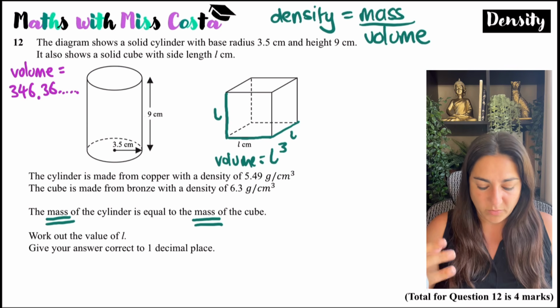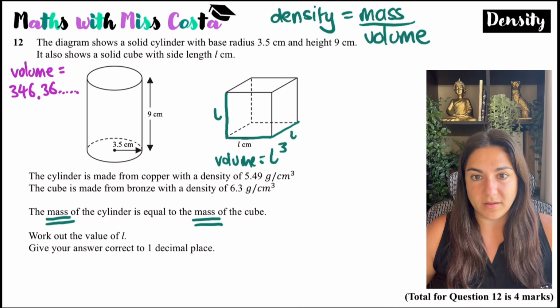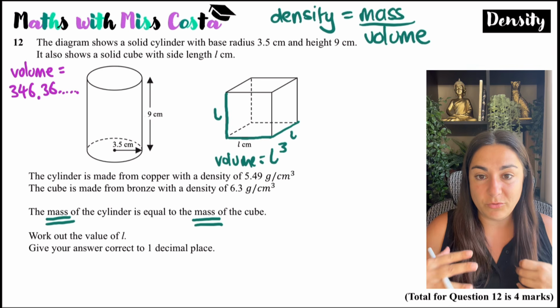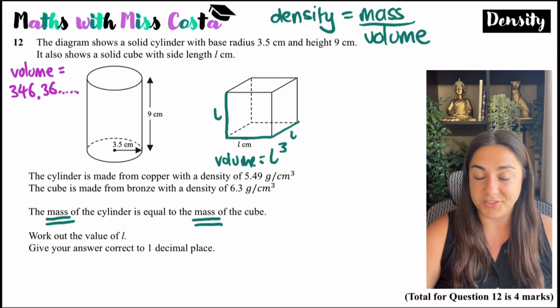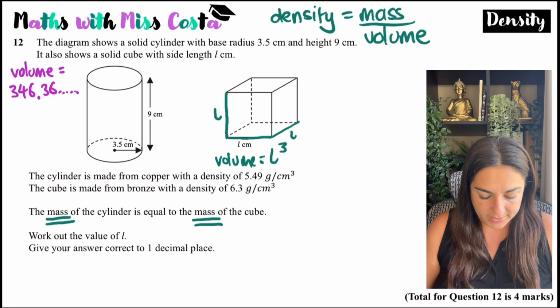They round to 1 or 2 decimal places and then their whole final answer is off. So make sure you only round at the very end of the question, and that's for any question. So the volume of the cylinder is this.